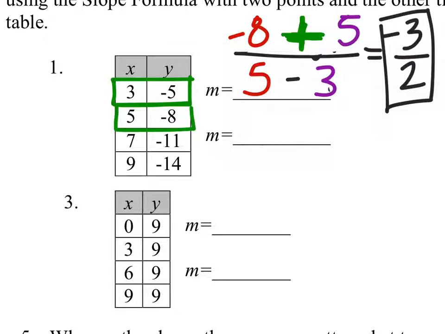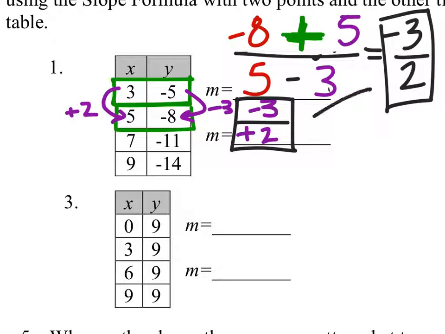My rainbows will always go downwards, and again, this is going to be a fraction. So from negative 5 to negative 8, I would have to subtract 3. That there is the numerator. Now the denominator is the change in the x's. 3 to 5, I would have to add 2. So my denominator is a positive 2. We can see that these two are the same slopes, because it doesn't matter how you do it.